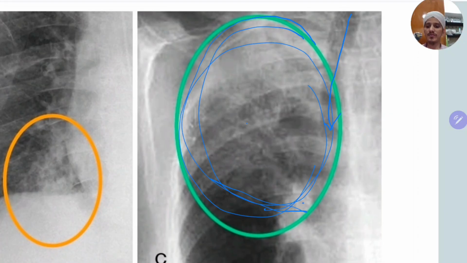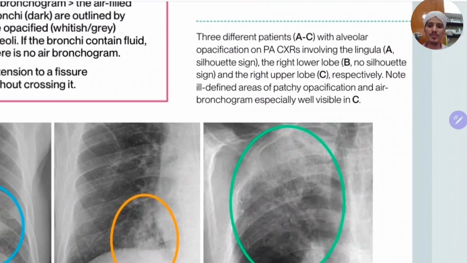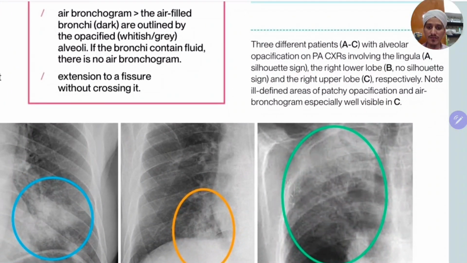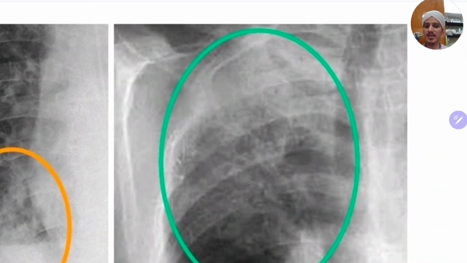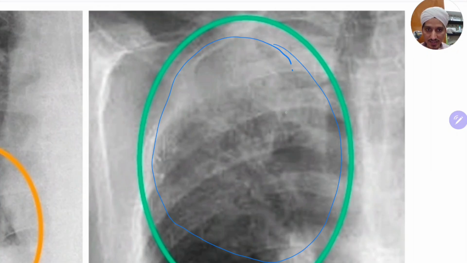So this is upper lobe pneumonia, right upper lobe consolidation. For example, air bronchograms. Let me explain what air bronchograms are. This is the whole white opacification, and in this you are able to see these minute blackish things. These minute blackish things are nothing but the air bronchograms, and these are a hallmark of pneumonia.